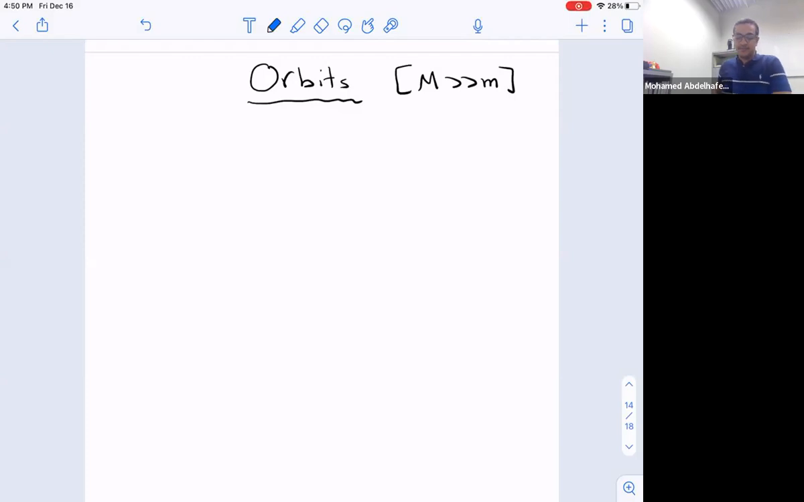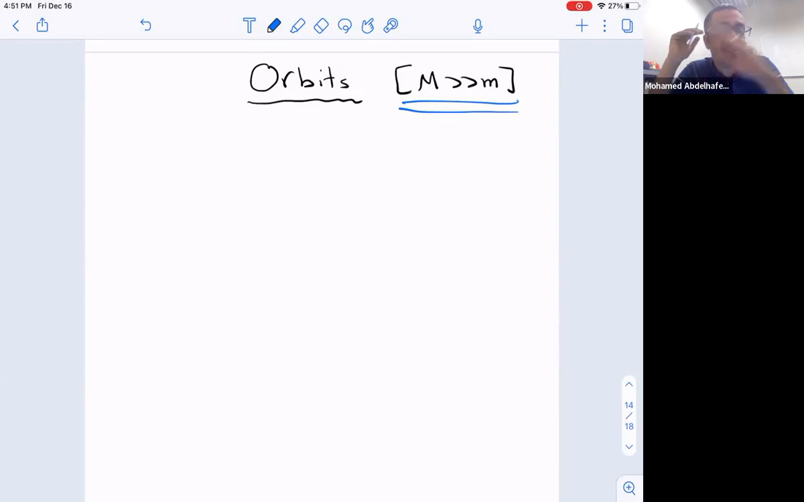So for the orbits, we are talking about something that is orbiting around something else. Okay, so two masses. We have two masses. I'm calling them here big M and little m. And we are going to always work in this limit. The big mass at the center is much heavier than the small mass around.